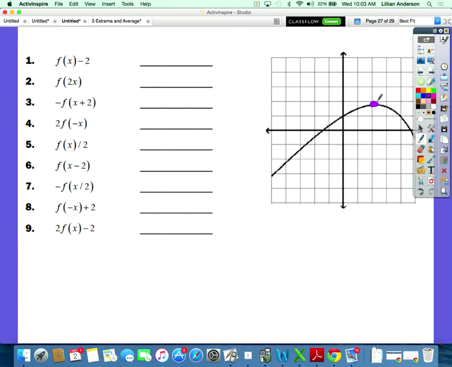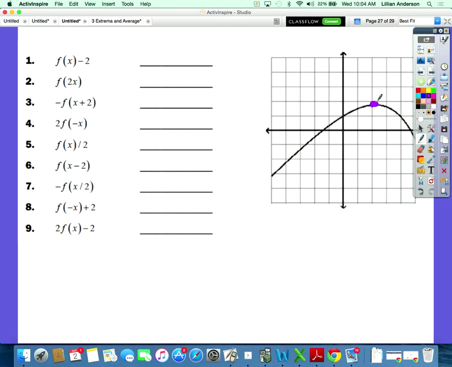Now the second one, f of 2x, means that I have to do what to it? Stretch it horizontally by a factor of what? 1/2. Remember, if it's stretching horizontally, it's by a factor of 1 over q. Q is 2, so it's going to be 1/2. Which means that if I'm stretching it horizontally by a factor of 1/2, that basically means that all of my x's are going to get what? Smaller. They're going to be divided by 2, so it's actually going to come in some.